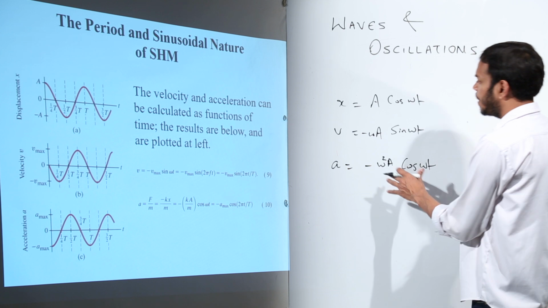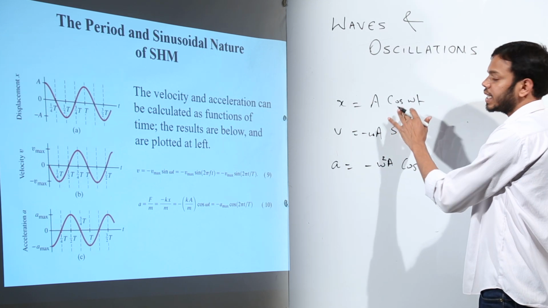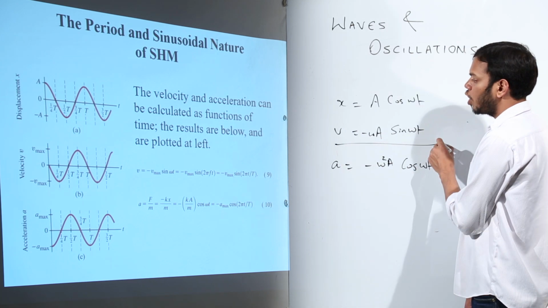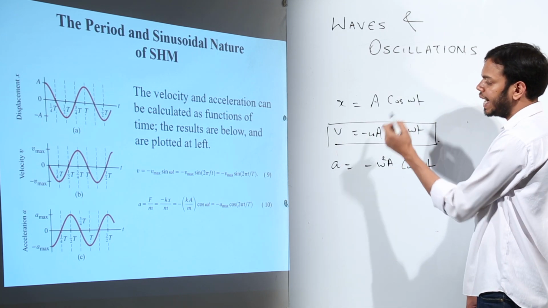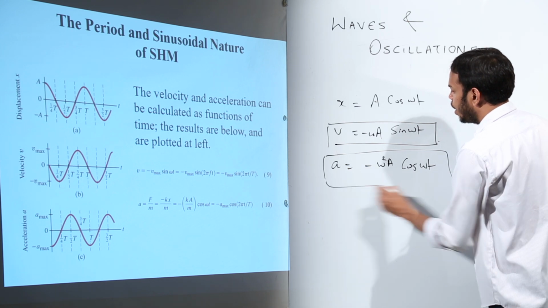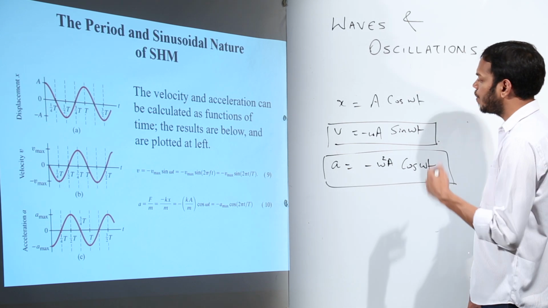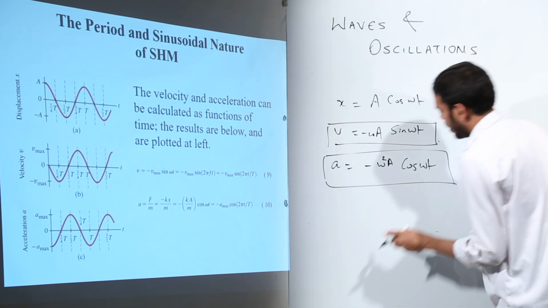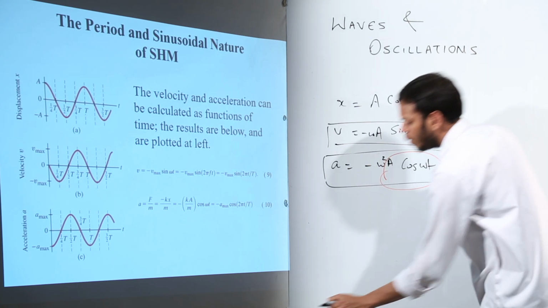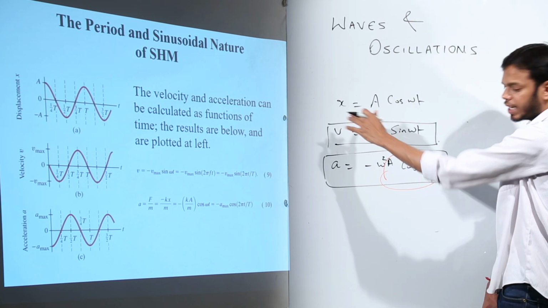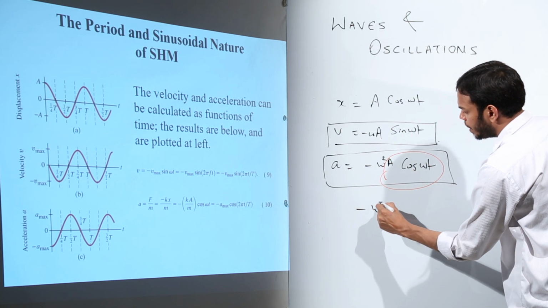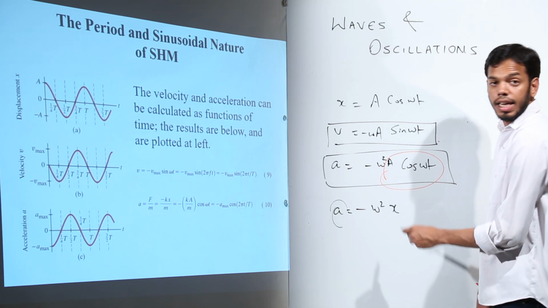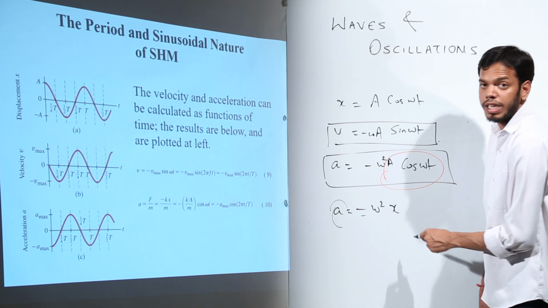The simpler way is to find x. We have derived x in the previous slide. Then find velocity, which is differentiating the value of x, and then find acceleration, which is differentiating the value of velocity again. Now look at this term, A cos omega t. What is this? A cos omega t is x only. So minus omega square x. This is acceleration. So acceleration is directly proportional to the negative of displacement.